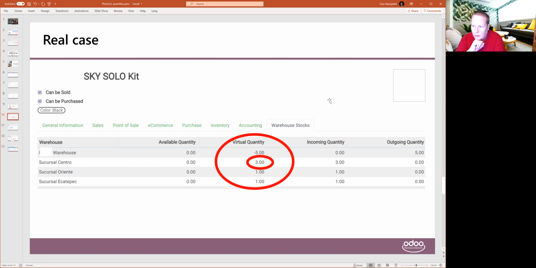And even though we are seeing that the virtual quantity is minus 5 and the outgoing quantity is 5, that is exactly why the customers are able to purchase this item from the website, because the Sucursal Centro is the one connected to the main site.